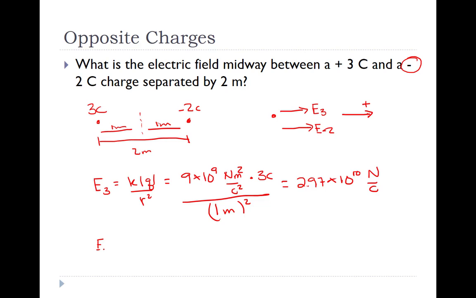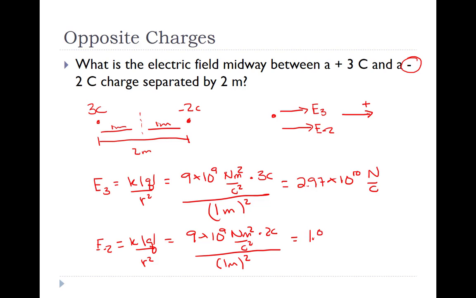The field due to the negative 2 coulomb will be kq over r squared, which is 9 times 10 to the 9th Newton meters squared per coulomb squared, times 2 coulomb, notice the absolute value again, divided by 1 meter squared. And if you multiply that out, you get 1.8 times 10 to the 10th newtons per coulomb.